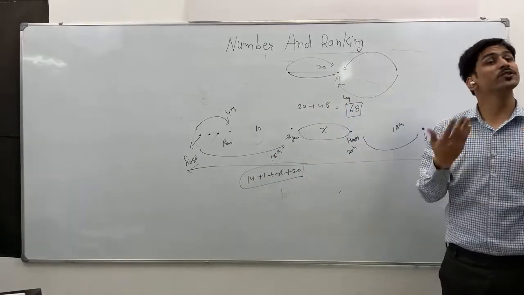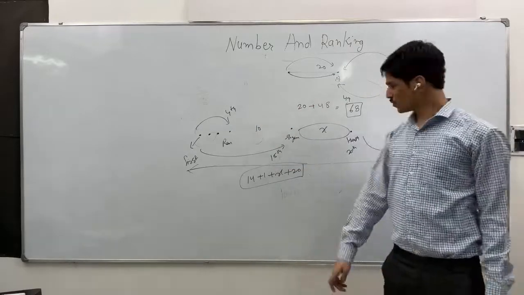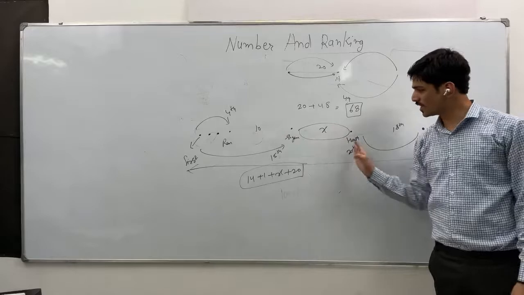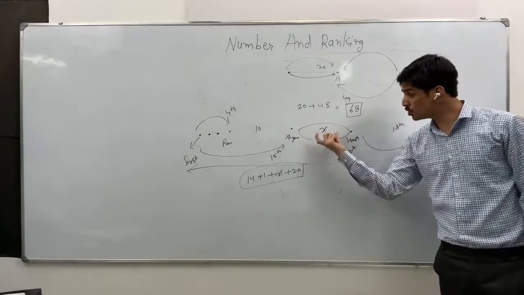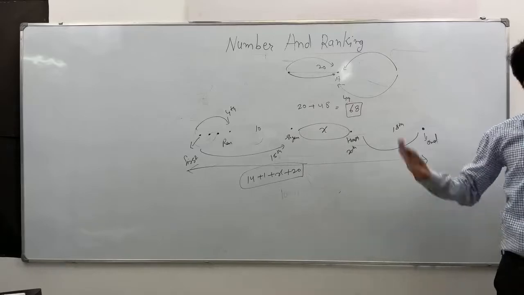Insufficient data, we can say, because we don't know the total number of students. So from here you cannot consider Hers and Shyam like this. You should know the number of students between Shyam and Hers also. Clear? Any doubt in this?